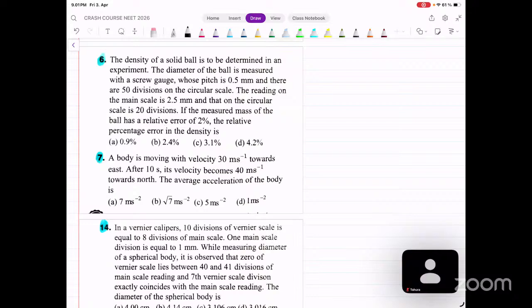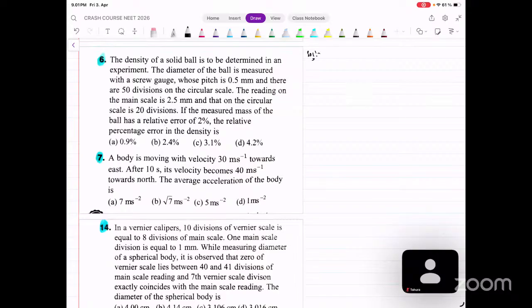See this question, beta. The density of the solid ball is to be determined in an experiment. The diameter of the ball is measured with a screw gauge, whose pitch is 0.5 mm, and there are 60 divisions on the circular scale. The reading on the main scale is 2.5 mm, and that on the circular scale is 20 divisions. If the measured mass of the ball has a relative error of 2%, what is the relative error in the density? As it is a screw gauge, beta.